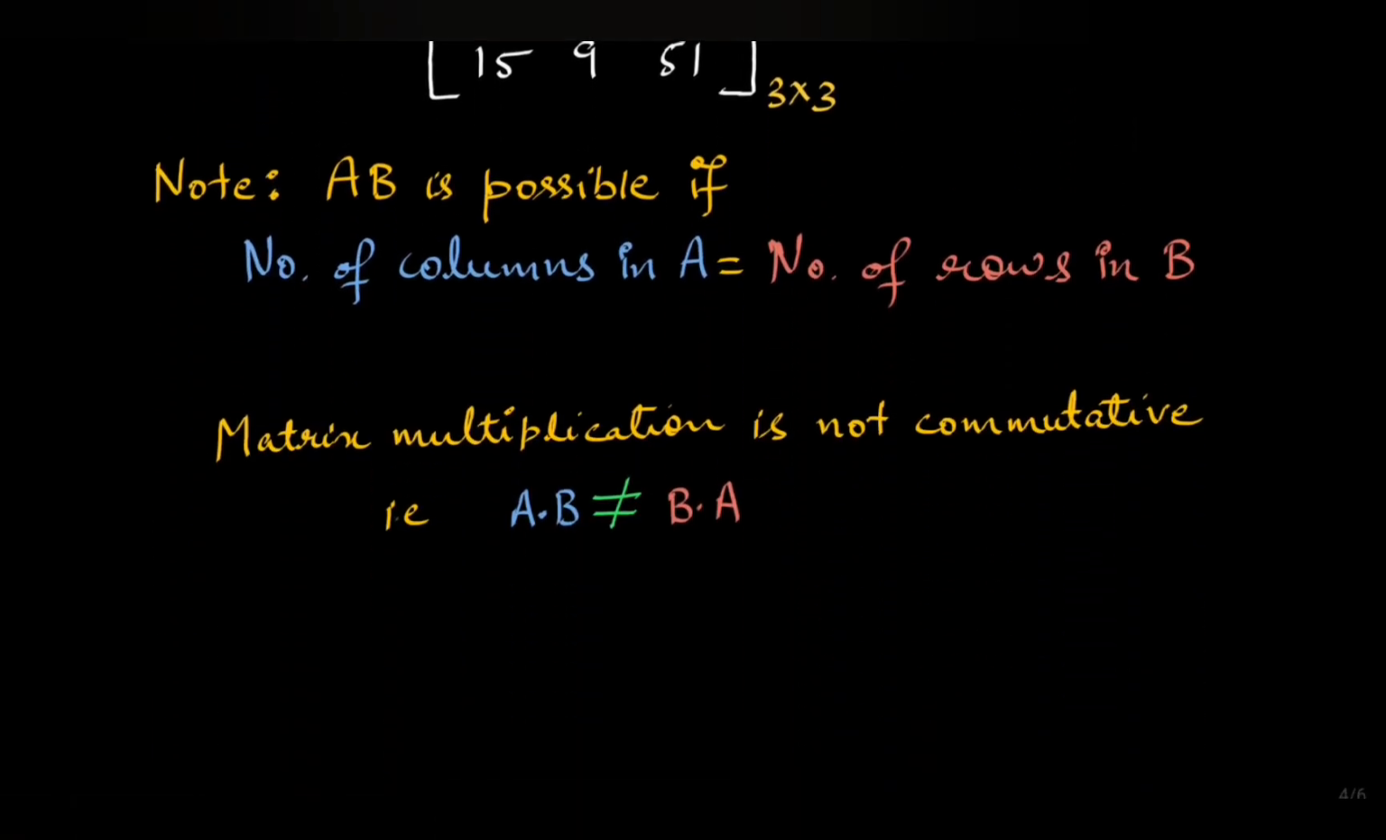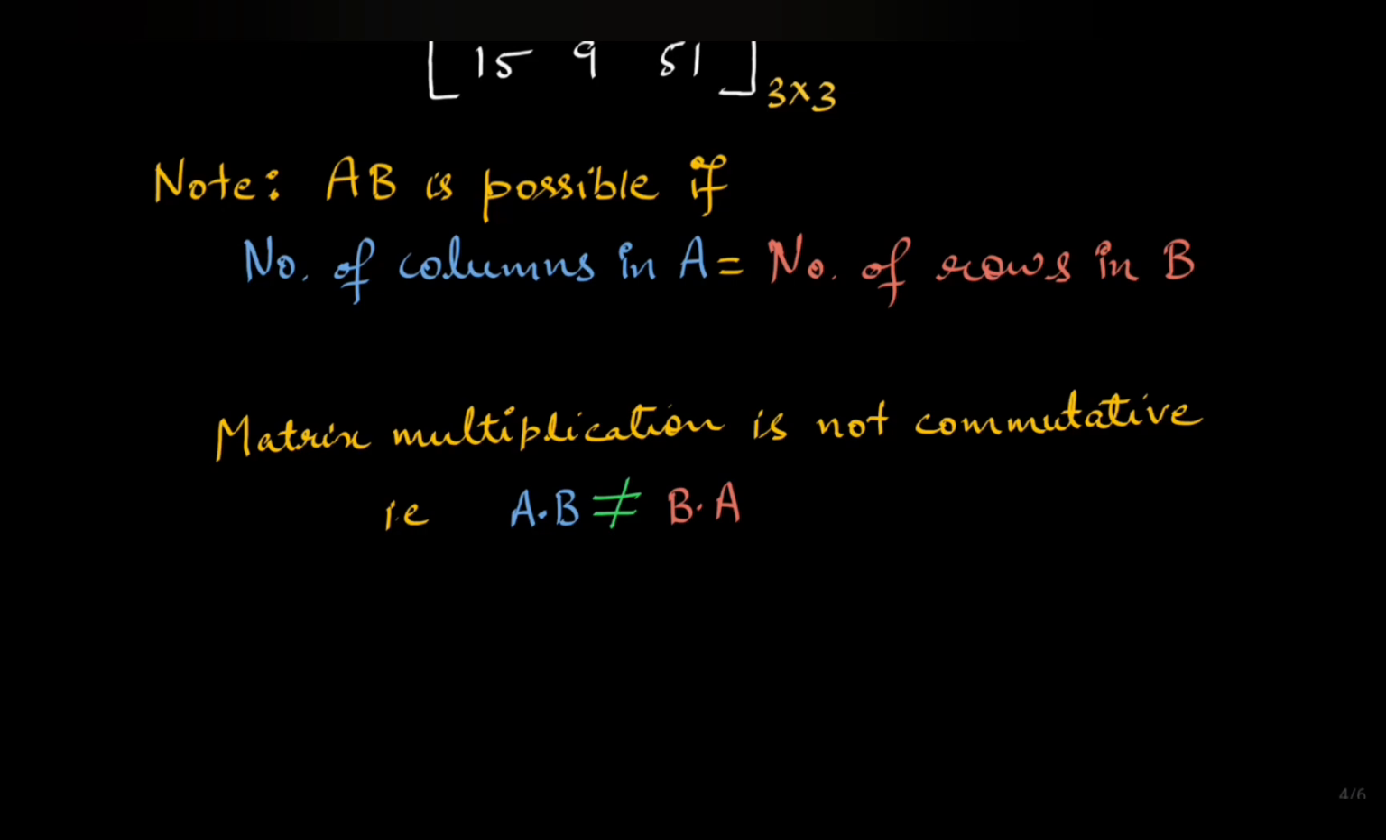And as I have already mentioned, the product AB will exist if and only if the number of columns in A is equal to the number of rows in B. This is the mandatory condition. You cannot skip this. If this condition is not satisfied, you will say that the matrix multiplication is not possible.